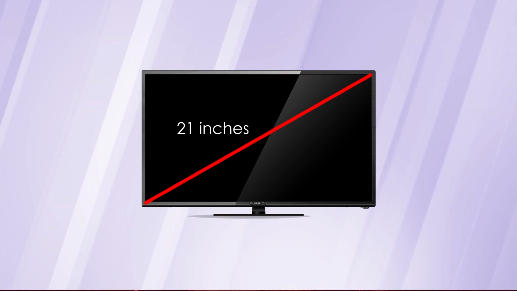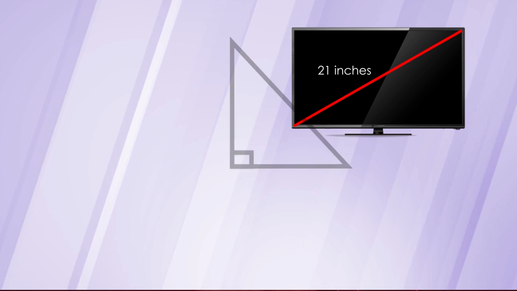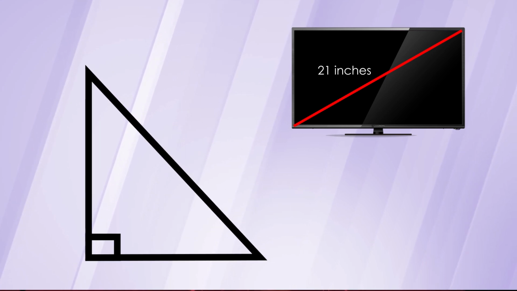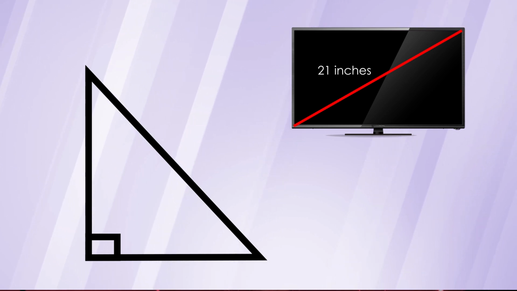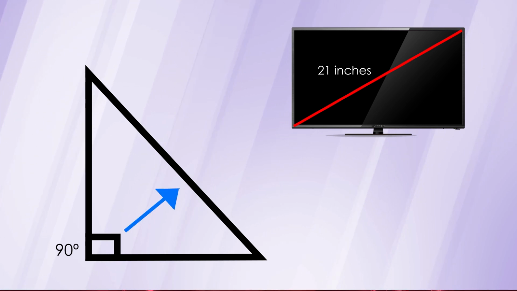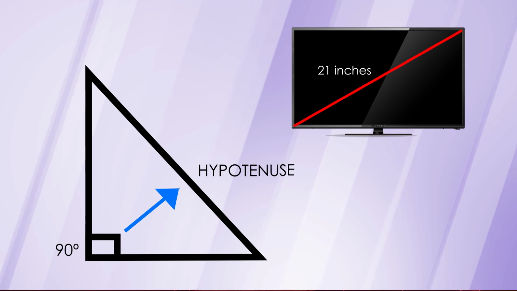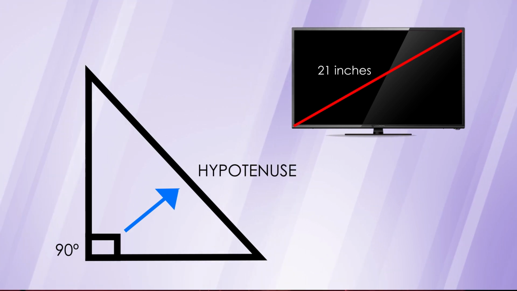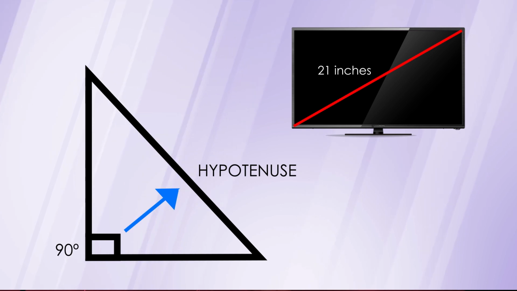Now, I am going to extract a triangle out of the squared television like this. Notice that this is a right-angled triangle, which means one of the angles is 90 degrees. The side opposite of the 90 degrees is called a hypotenuse. This also refers to the diagonal line that we discussed just now.